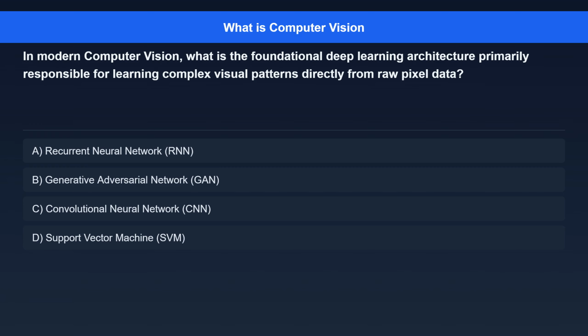Question 3. In modern computer vision, what is the foundational deep learning architecture primarily responsible for learning complex visual patterns directly from raw pixel data? Option A. Recurrent neural network, RNN. Option B. Generative adversarial network, GAN. Option C. Convolutional neural network, CNN. Option D. Support vector machine, SVM.